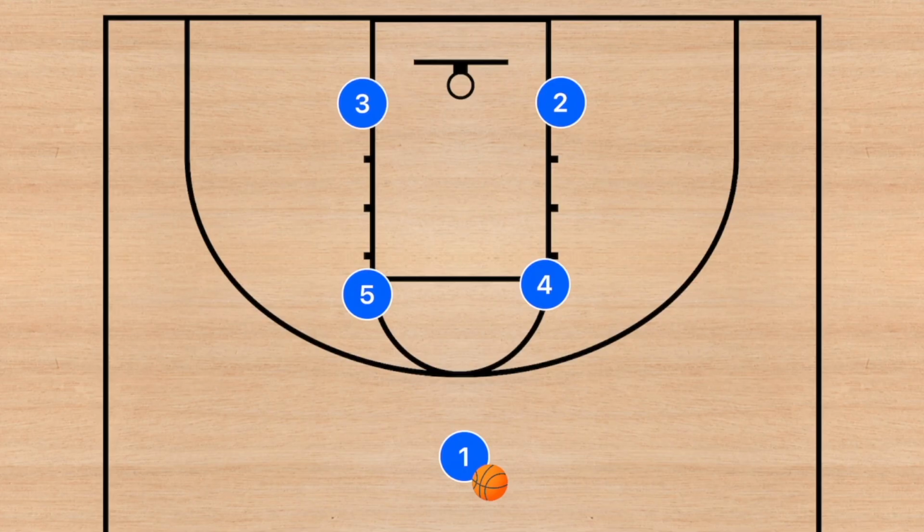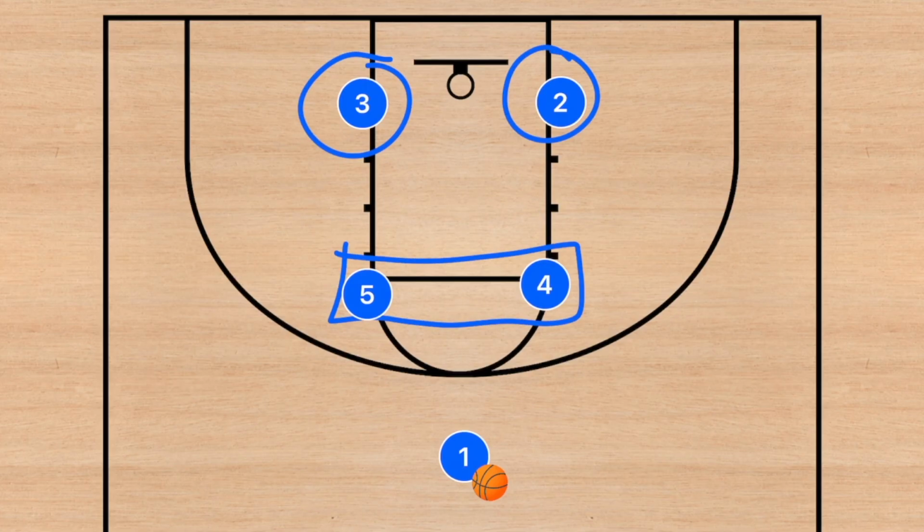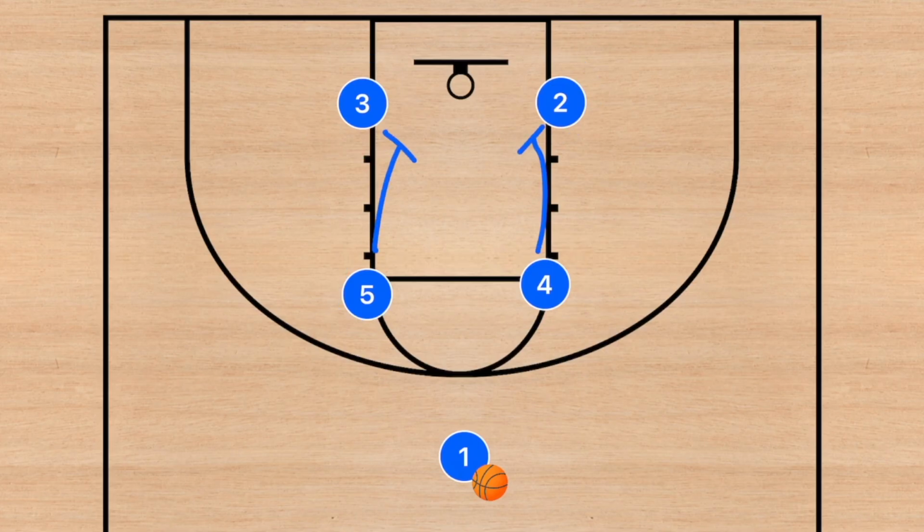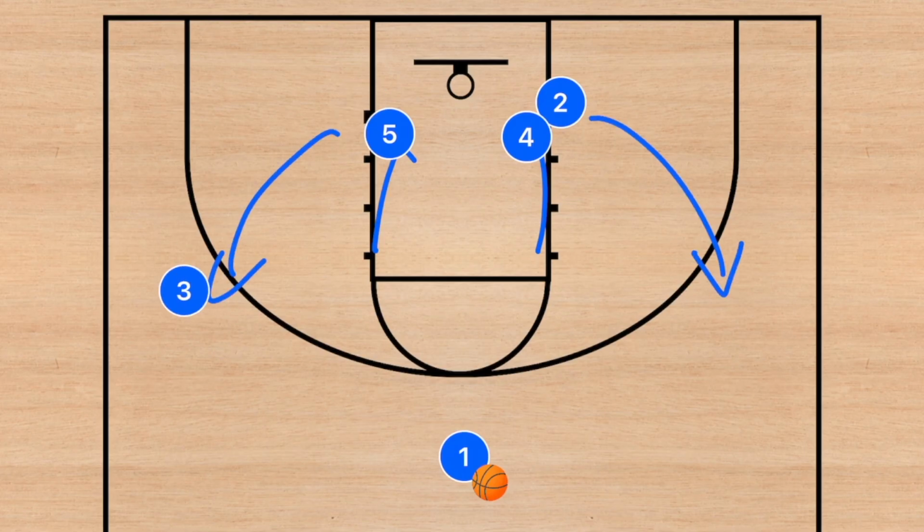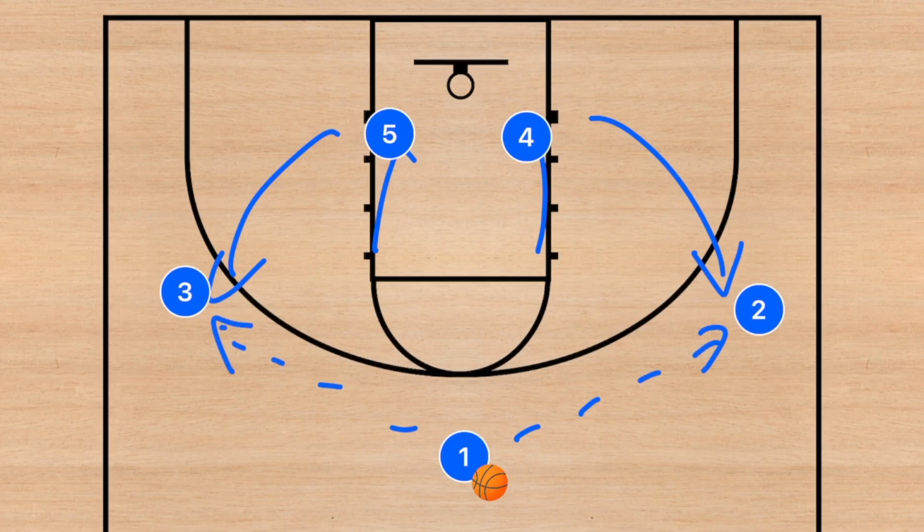Now, what we are looking at here is you've got your centers or your big guys in the high post, your guards who are fast and can shoot in the low post. 4 and 5 are going to set down screens for players 2 as well as 3. Player 3 and 2 will pop off of that, and now player 1 has the option to pass to any of these 4 players depending on the situation that is happening.